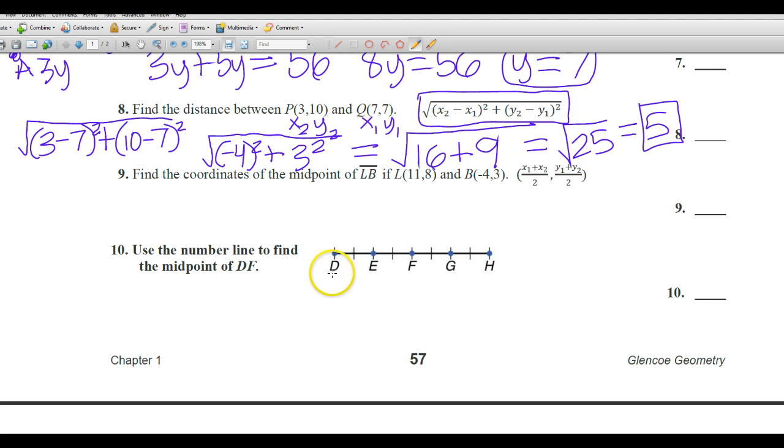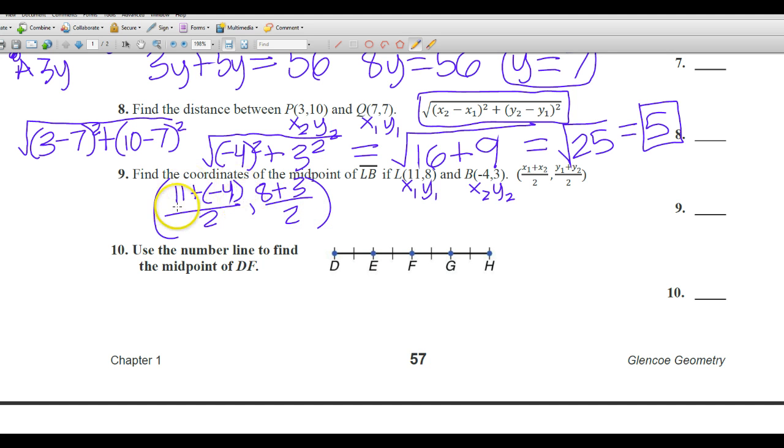Number 9, find the coordinates of the midpoint of segment LB if L is (11, 8) and B is (negative 4, 3), and we have the midpoint formula here. So once again, label one of your points x1, y1, it doesn't matter which one you choose, and the other x2, y2. Substitute your values in. So we're going to add up our x's, so 11 plus negative 4 divided by 2, and add up our y's. So 8 plus 3 over 2.